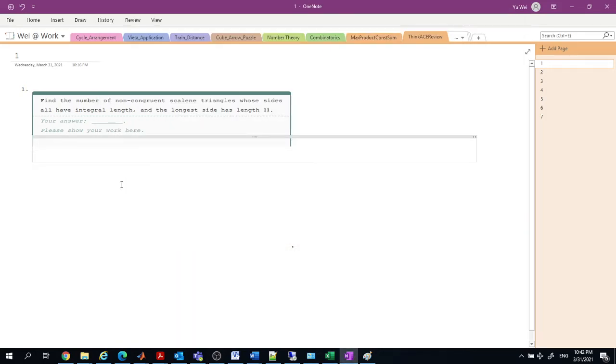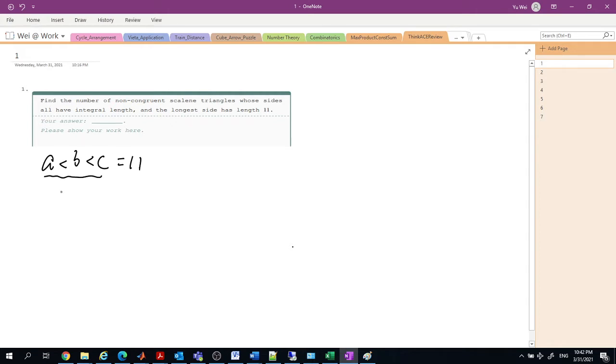Okay, so today we are going to solve some problems from Think Academy ACE interview questions. The first one is: find the number of non-congruent scalene triangles. A scalene triangle means we have three sides, A less than B less than C, and the largest side's length equals 11, so no lengths can be equal.